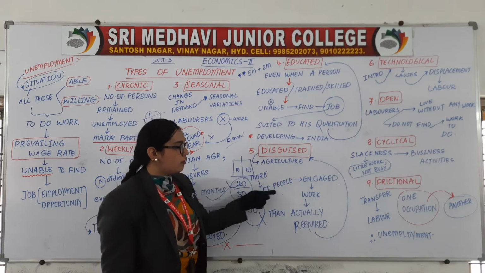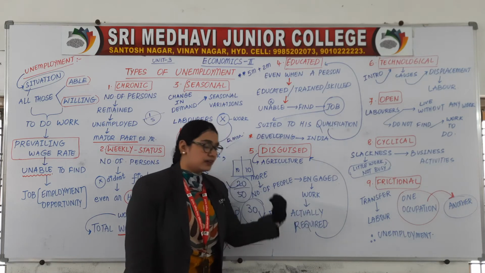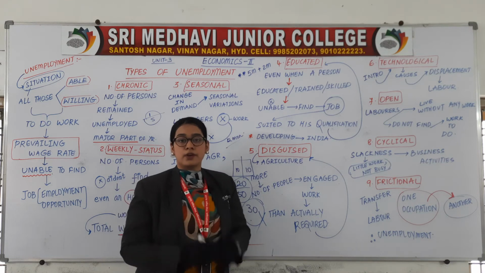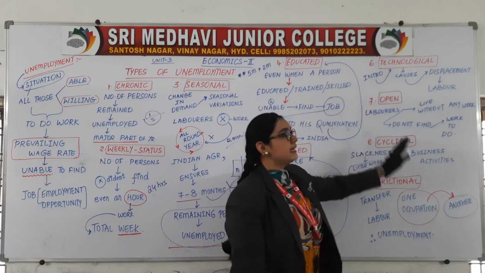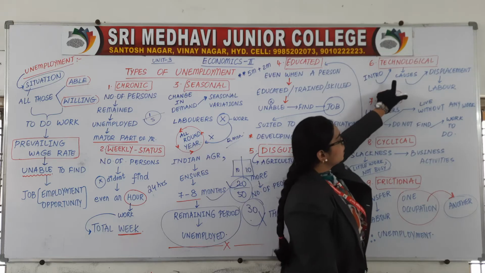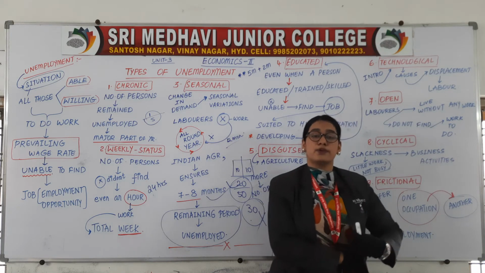When more number of persons are engaged in a work than actually required, it is called disguised unemployment. Alright. Then coming to the sixth point, technological unemployment. Introduction of technology causes displacement of labor. Do you agree with this point?